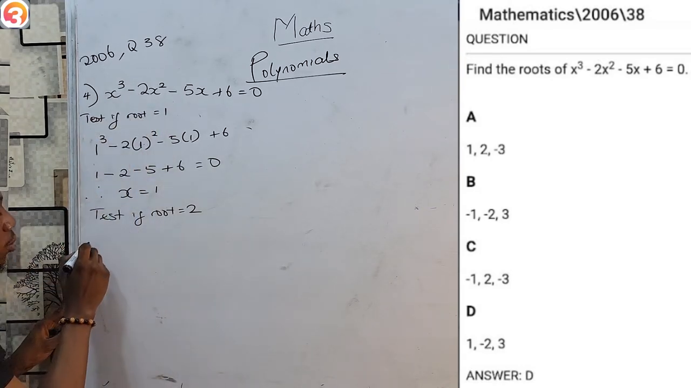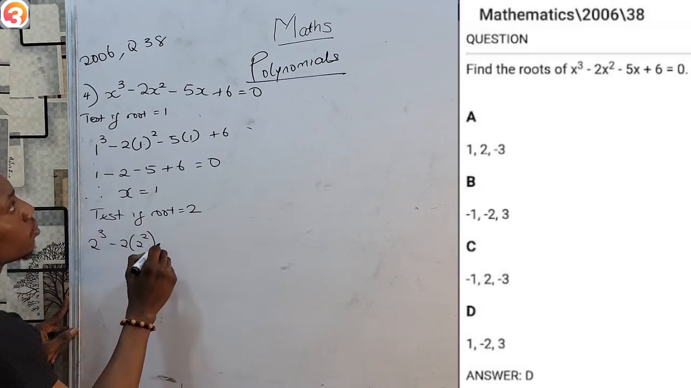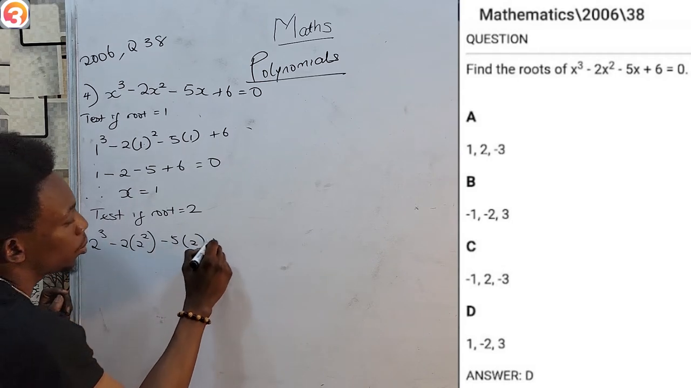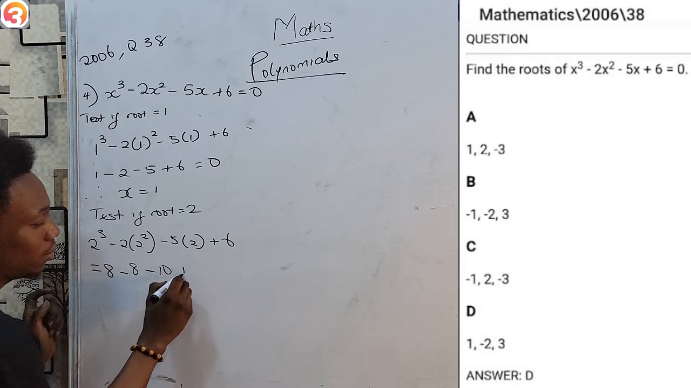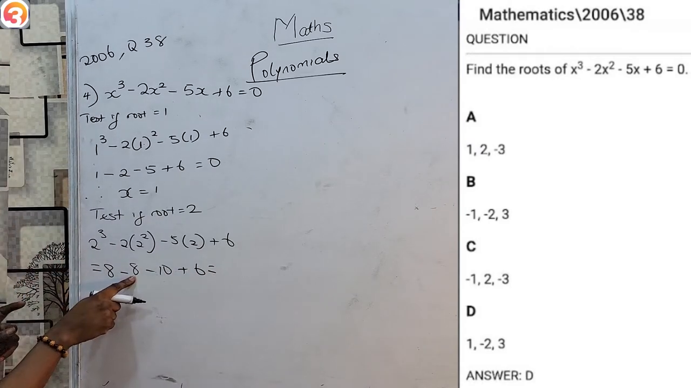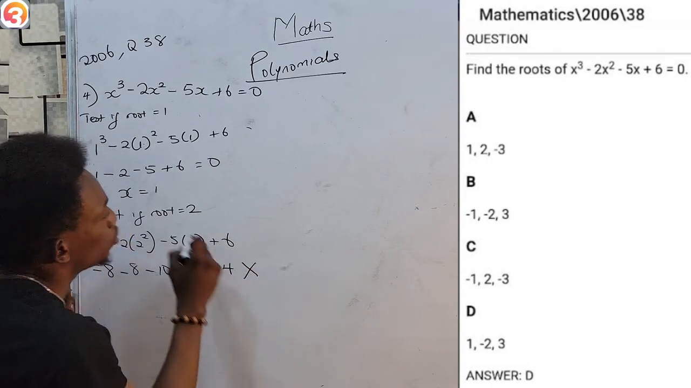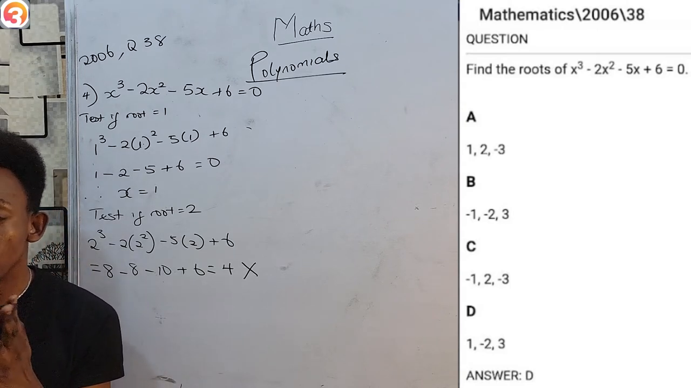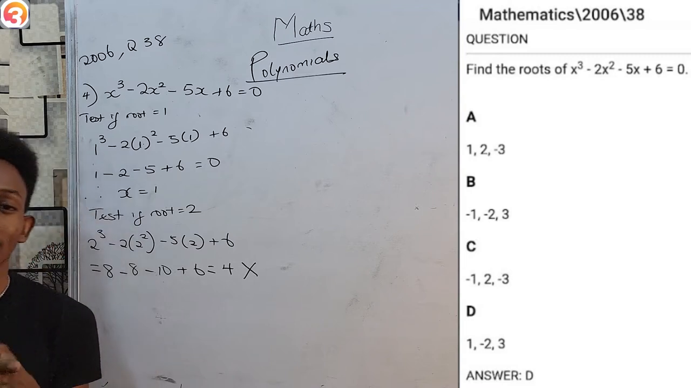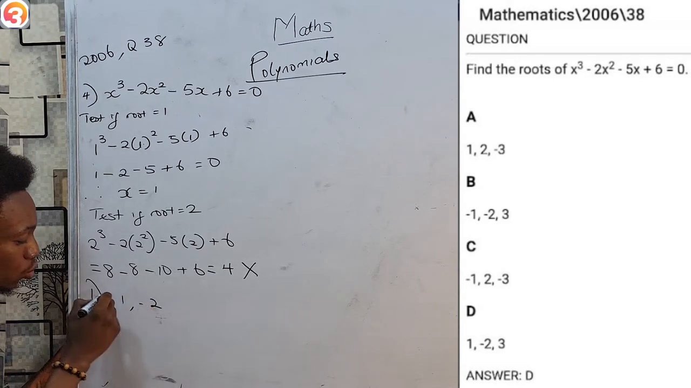That means I'll put 2 into this expression. That becomes 2 cubed minus 2 times 2 squared minus 5 times 2 plus 6. 2 cubed is 8. 2 squared is 4. 4 times 2 is also 8. 5 times 2 here is 10 plus 6. 8 minus 8 is 0. 0 minus 10 is minus 10. Minus 10 plus 6 is 4, which means 2 is not a root. And automatically, without any other solving, if I know 1 must be and positive 2 cannot be, I know the answer must be D, 1, minus 2.